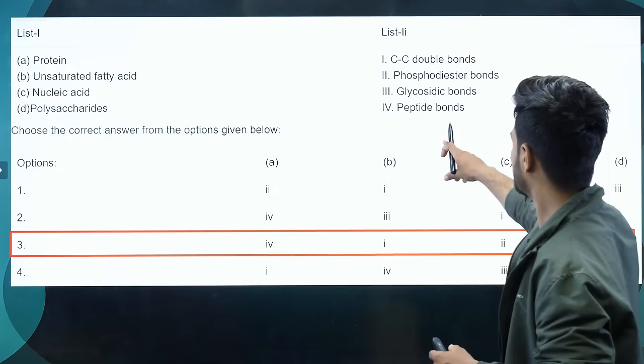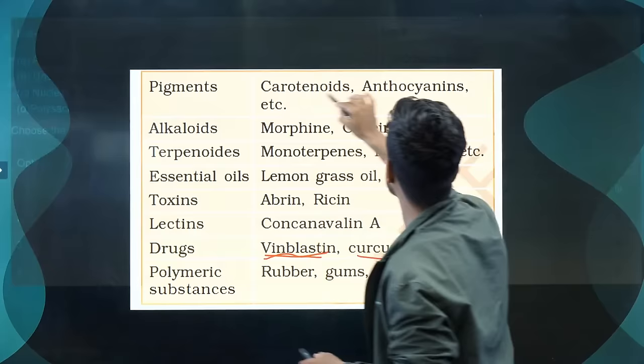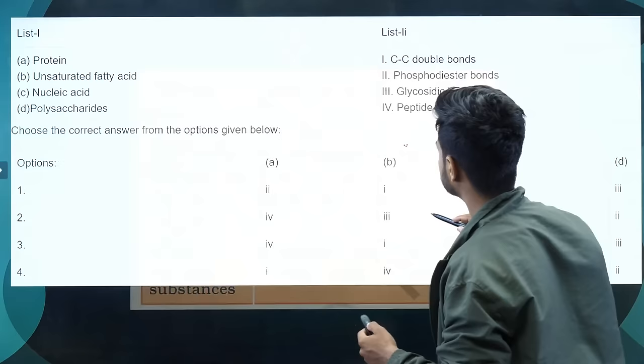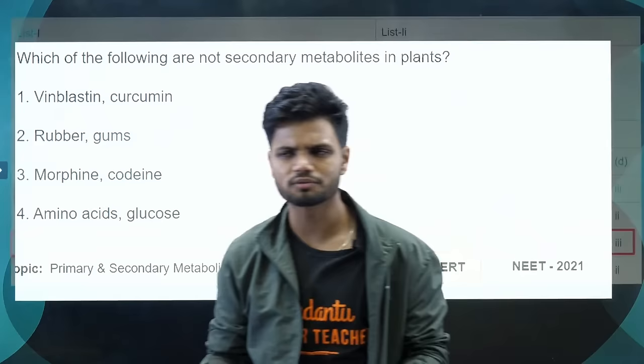A is 4. B is 1. C is 2. Yes. C is going to be your phosphoester bond. What happened? Phosphoester bond. And D is going to be 3. That is, D is going to be your glycosidic bond. Easy question. Yes. Easy question.